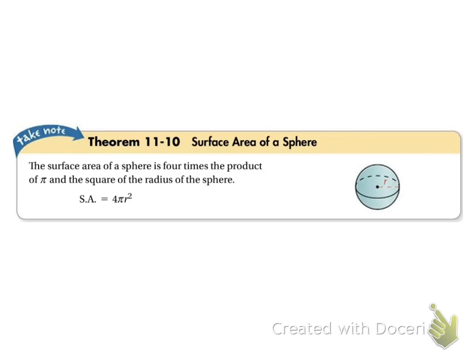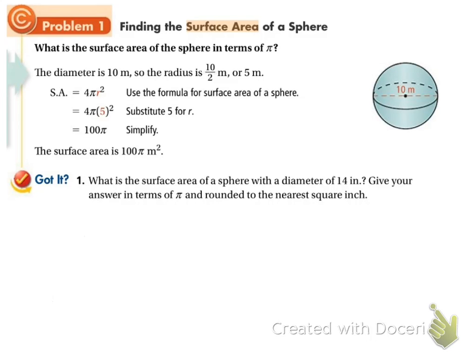The surface area of a sphere is 4 pi r squared. So let's try it. We have a sphere that has a diameter of 14 inches. If the diameter is 14 inches, that means the radius is 7 inches, right? You divide the diameter in half to get the radius.